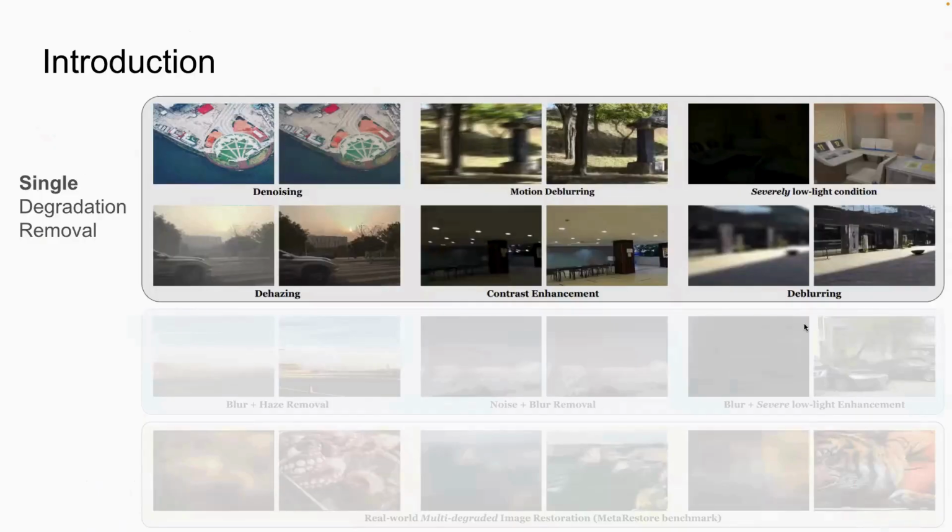So to quickly introduce the task, first we had single degradation removal, where there would be an image with some unique form of degradation imparted onto it, like noise, blur, low contrast, low light, haze, etc. And we would be training models to learn how to restore images from these corruptions. And as we can understand, this is not a very real world simulating task, because in the real world, we don't have control over precisely what degradation might be present in a given image.